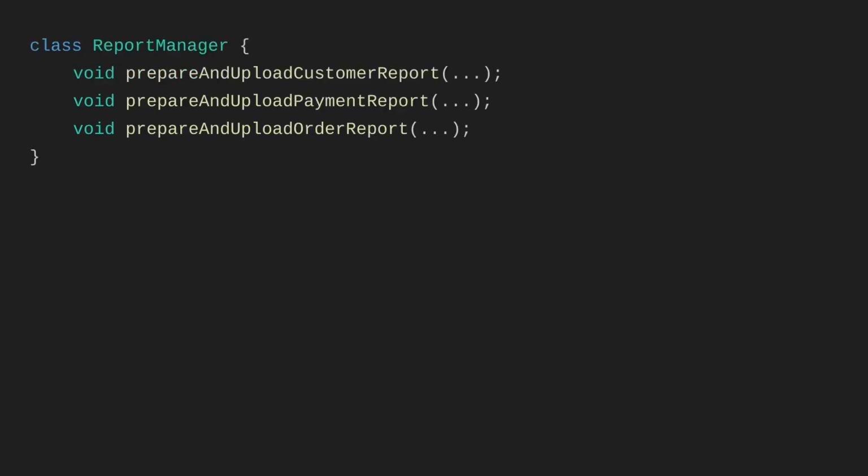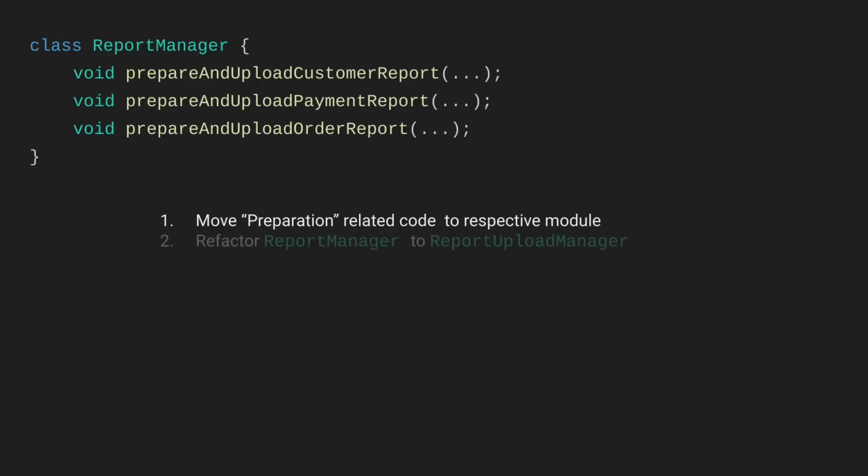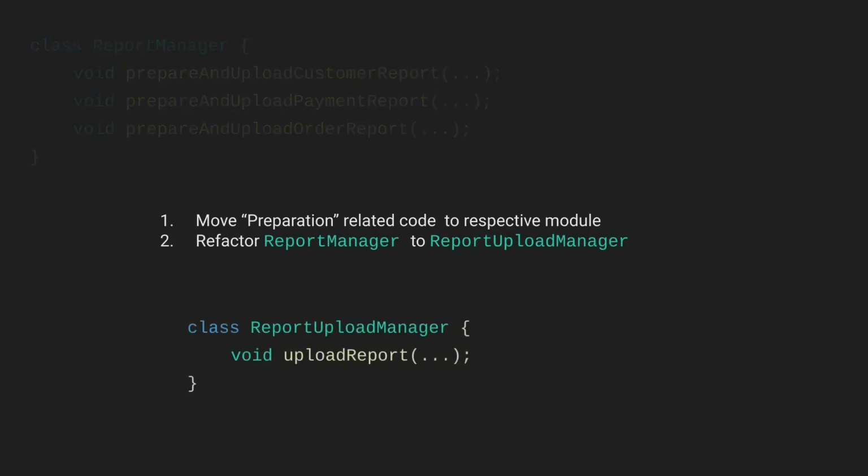To fix this violation, we need to move preparation related code to their respective modules and rename report manager to report upload manager. That should only provide a generic method whose responsibility is to just upload a report on a given path. Nothing else. We have removed all other reasons from this class. Now this class has only one reason to change: report upload.